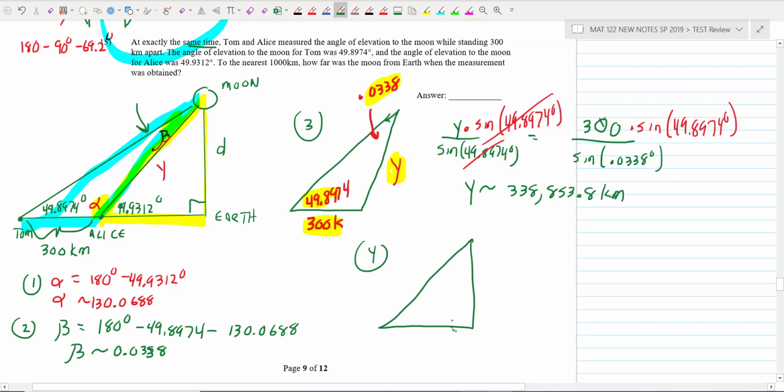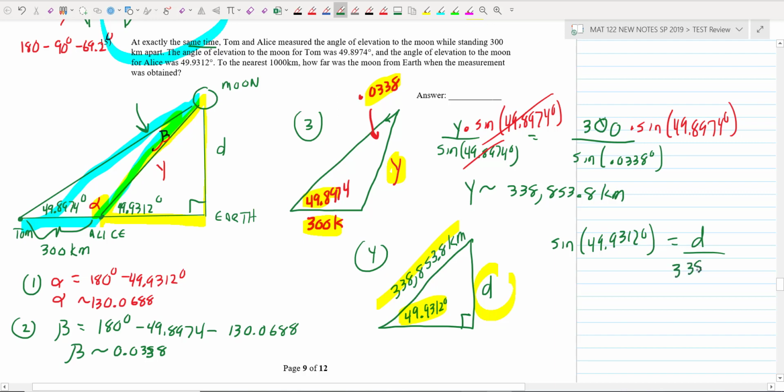So we have this right triangle. D is what we're trying to find. We have this angle is 49.9312, and we just figured out that y was 338,853.8 kilometers. So that's enough information to use right triangle trig to find the value of D. In relation to this angle, we have a side opposite over hypotenuse, so we're going to use the sine. So we'll have the sine of 49.9312 degrees equals the side opposite, D, over the hypotenuse. Okay, that's enough information to find D.